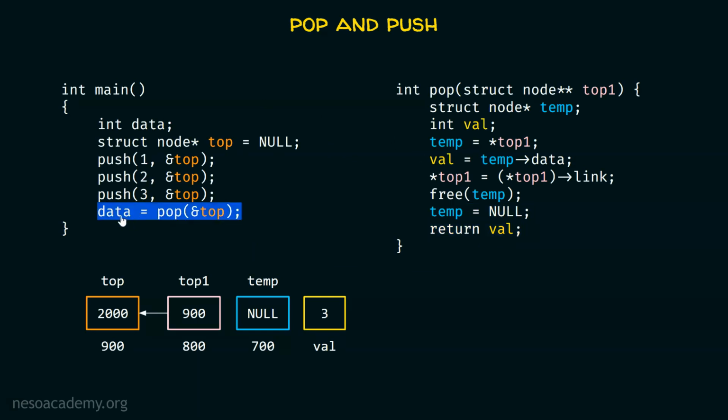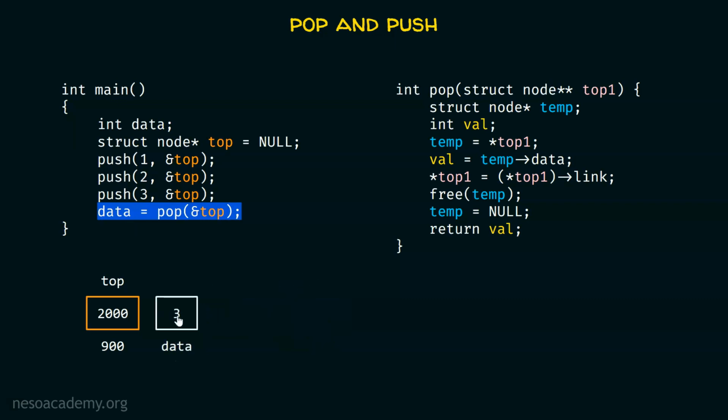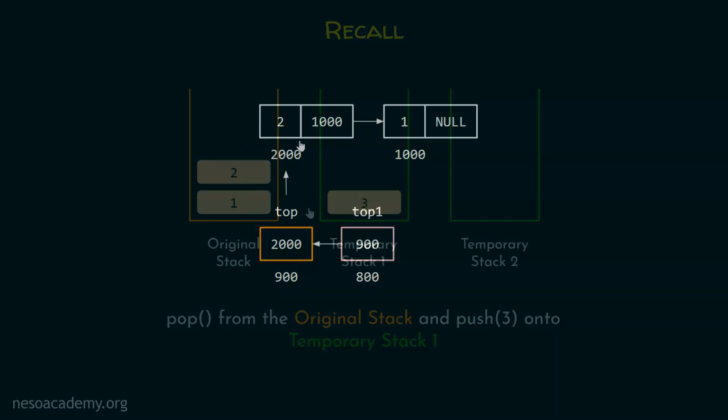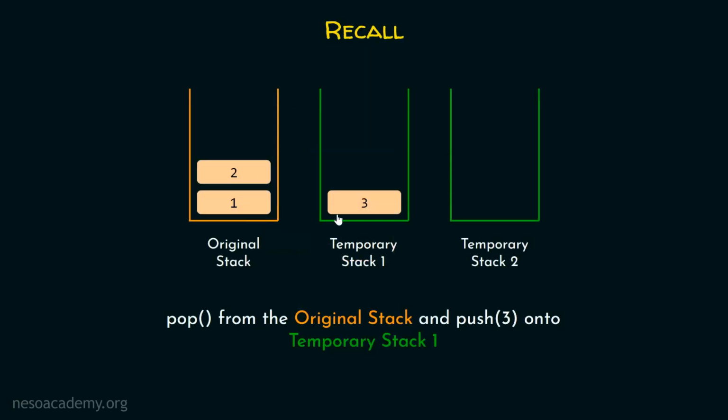Fine. So this data variable will receive value 3. The value inside data is 3. Now you can see the current status of the original stack after calling the pop function. The first node of the list is deleted after calling the pop function. And you can see that the top pointer is currently pointing to this node. And this is the result so obtained. The original stack has 2 elements.